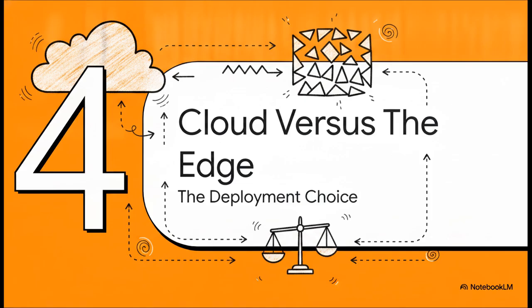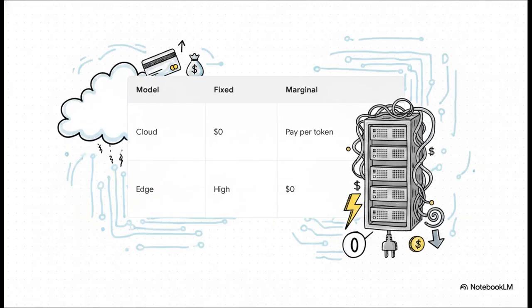So, knowing all this, we arrive at Part 4, cloud versus the edge, and making the deployment choice. When a business wants to deploy AI, they essentially face two distinct economic models. On one side, cloud APIs offer a pay-as-you-go structure. You pay per token generated with zero fixed hardware costs. It's incredibly accessible, allowing you to scale up or down without any massive commitments.